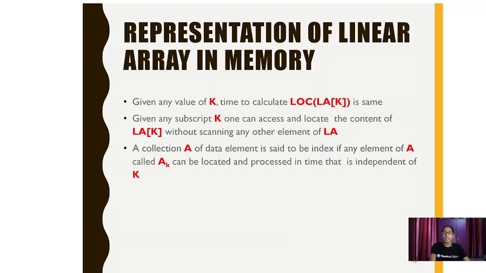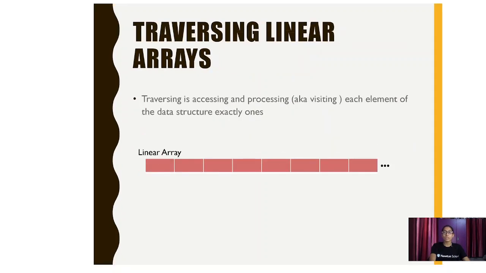Similarly to how a linear array is represented in memory, with LA[K] as the subscripted part, a collection A of data elements is said to be indexed if any element AK can be located or processed in a time independent of K. Now, traversing of a linear array is what you actually have to perform next.